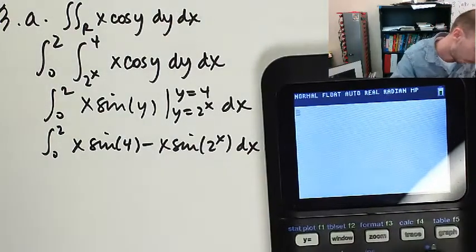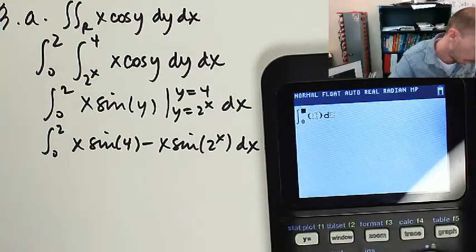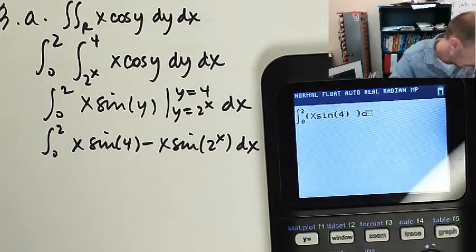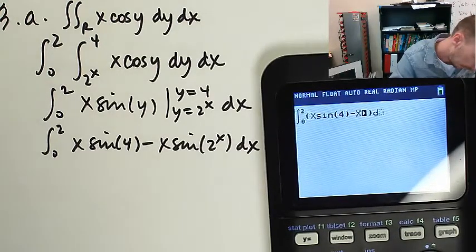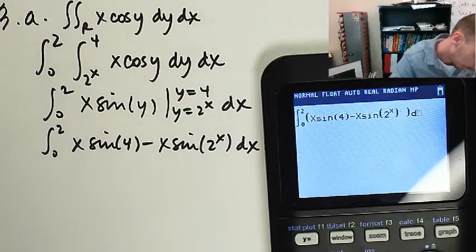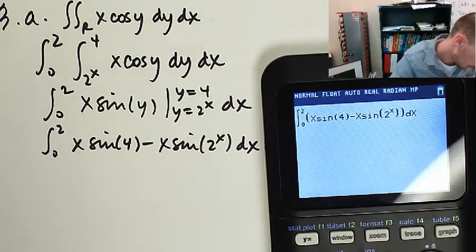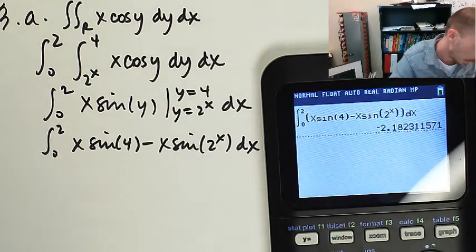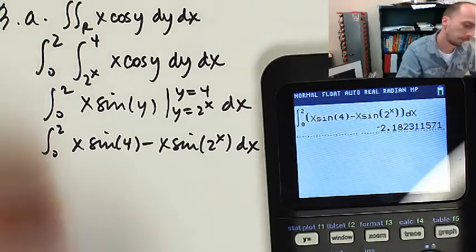Okay, and this is the reason I'm allowing you to use calculators, so I can give you interesting integrals like this. x times the sine of 4, I'm in radian mode, minus x times the sine of 2 to the x, okay, dx, not plus, that's it. Okay, and I get negative 2.182.